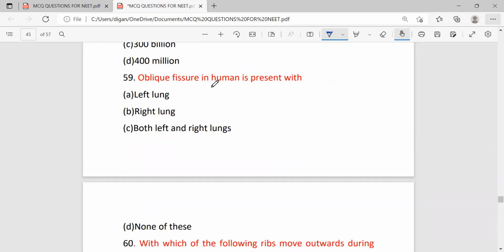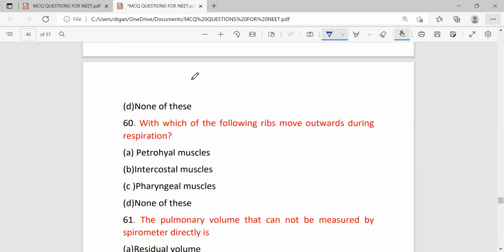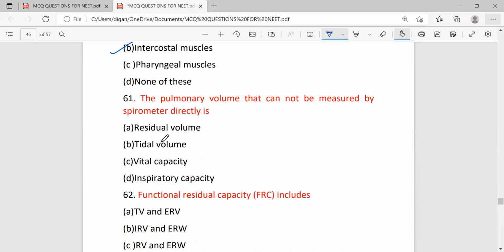Oblique fissure in human is present in, for 59, correct option is C, means both left and right lungs. With which of the following do ribs move outwards during the respiration? For 60, correct option is B, intercostal muscles.